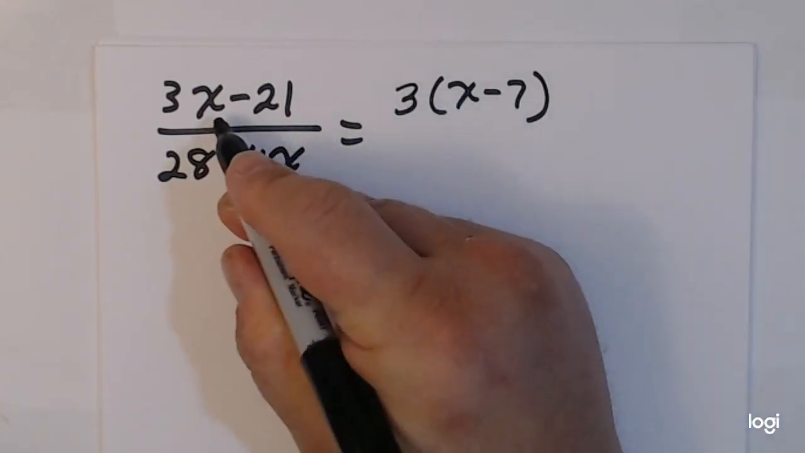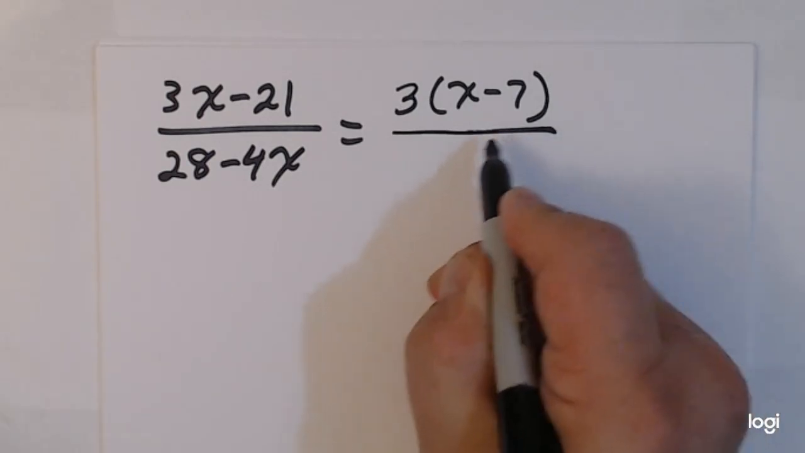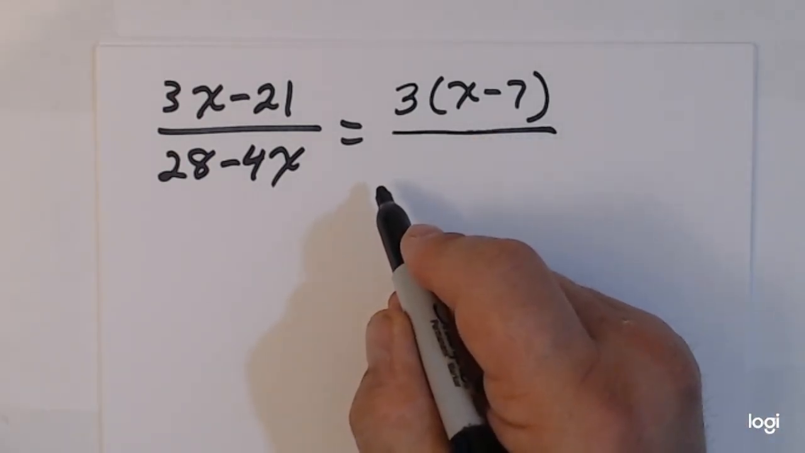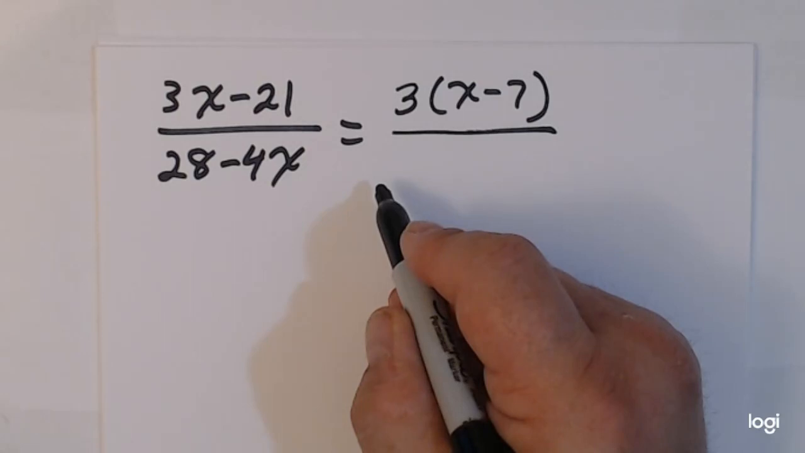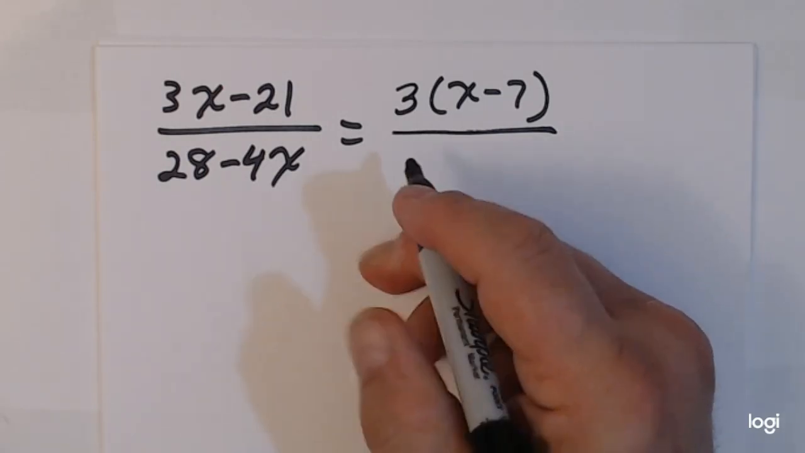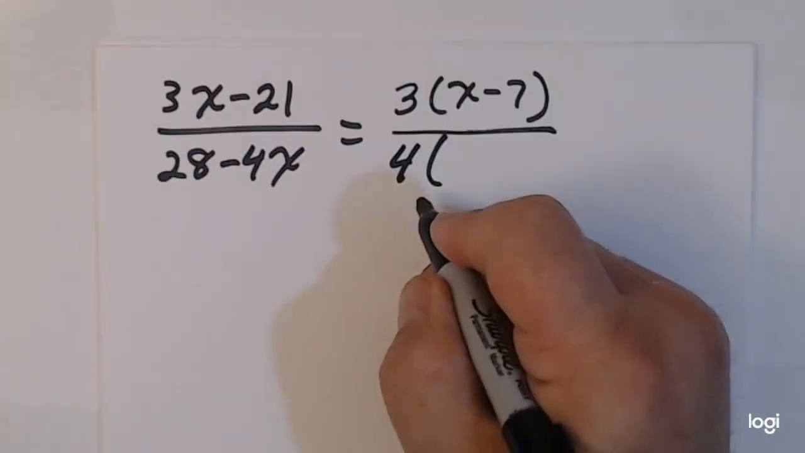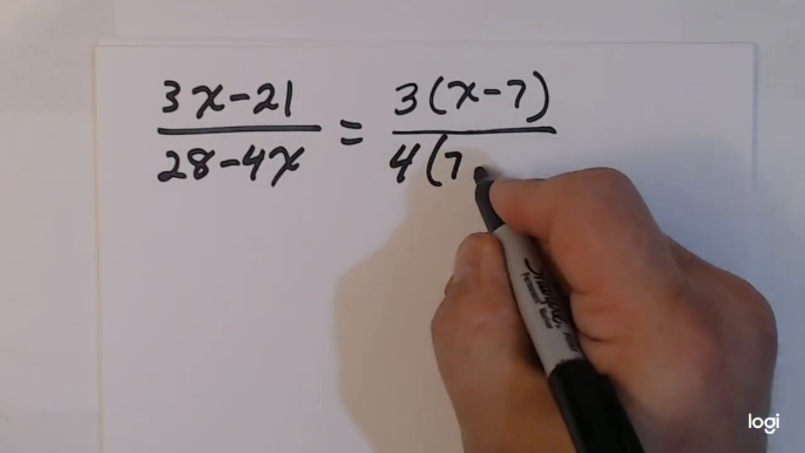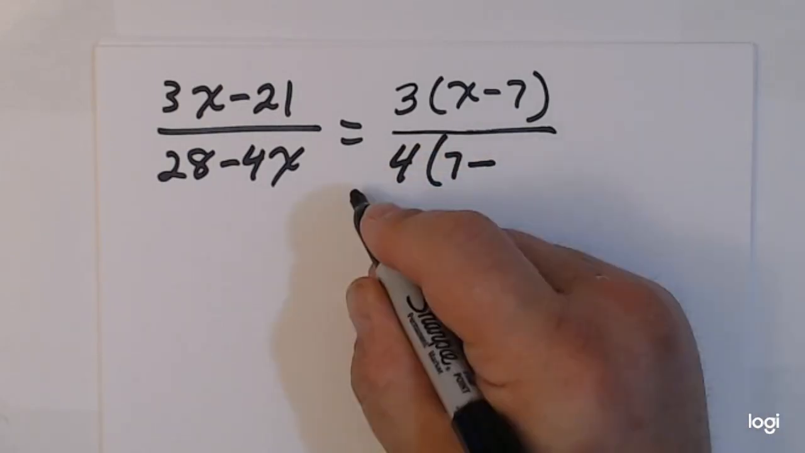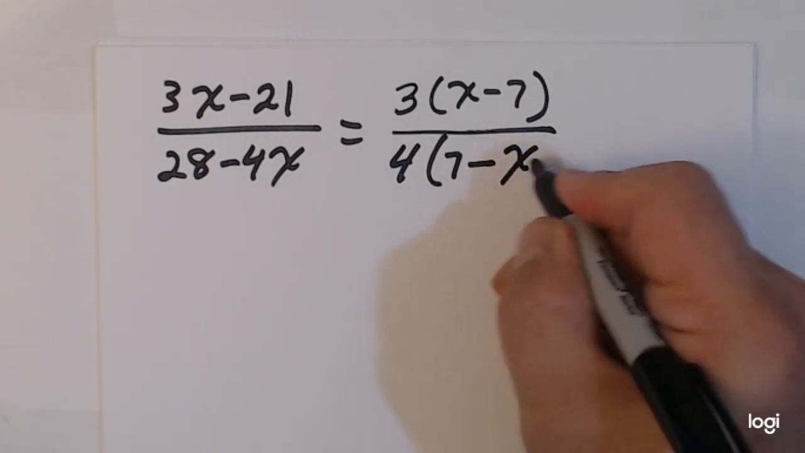3 times x is 3x, and 3 times minus 7 is minus 21. And we can factor out, it looks like a 4. Yep, that's all we can do there. 4 times, well, this will work out. 4 times 7 is 28. And 4 times what is negative 4x? Minus x.